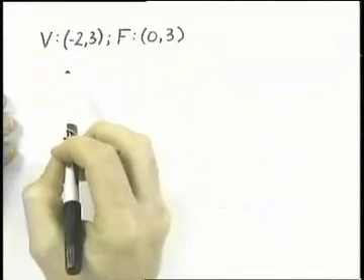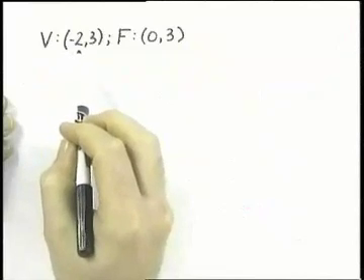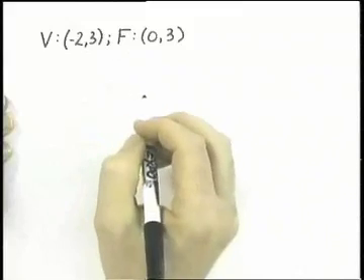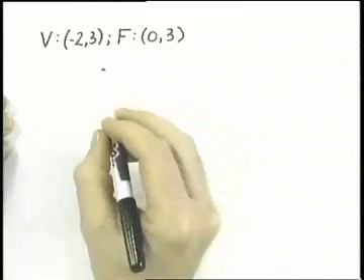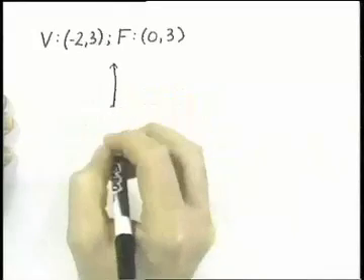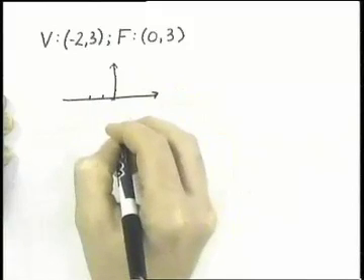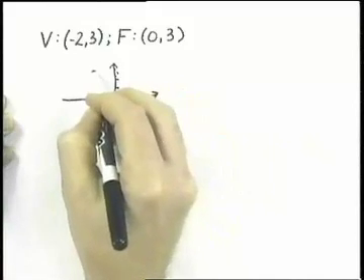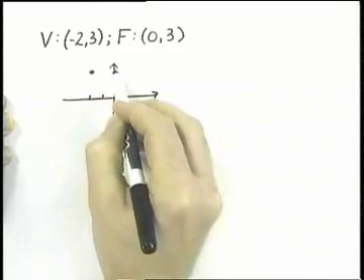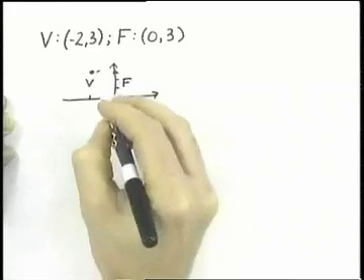Suppose that we're given information regarding a parabola. We're told that its vertex is at the point negative 2 comma 3 and its focus is at 0 comma 3. To get an understanding of what this information is telling us, I think it's a good idea to draw a rough sketch right off the bat. So I'm going to label the vertex at negative 2 comma 3. It's right around here. And then the focus is at 0 comma 3 right here. So notice that the focus lies to the right of the vertex.